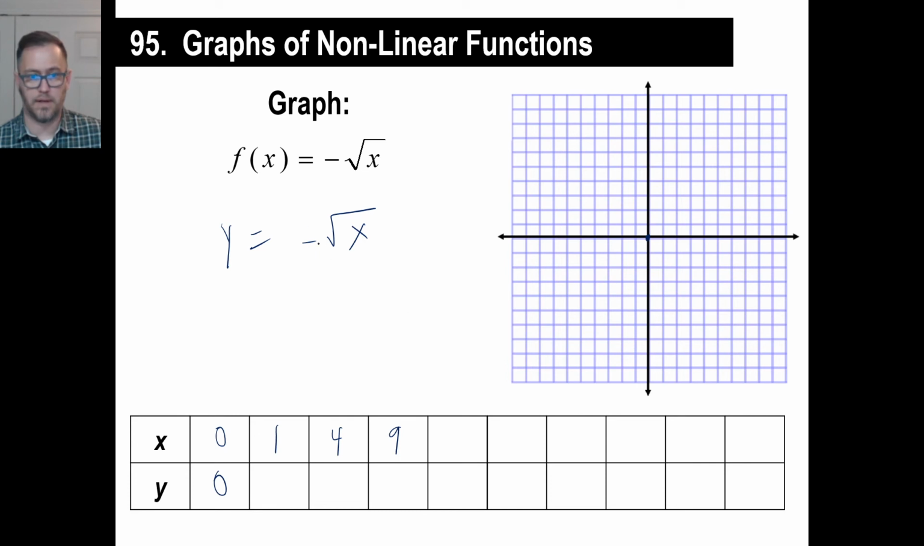Okay, there we go. All right. Let's say you put a 1 in. Well, the square root of 1 is just 1, right? And the opposite of that would be negative 1. So now we have 1 and then negative 1, okay?